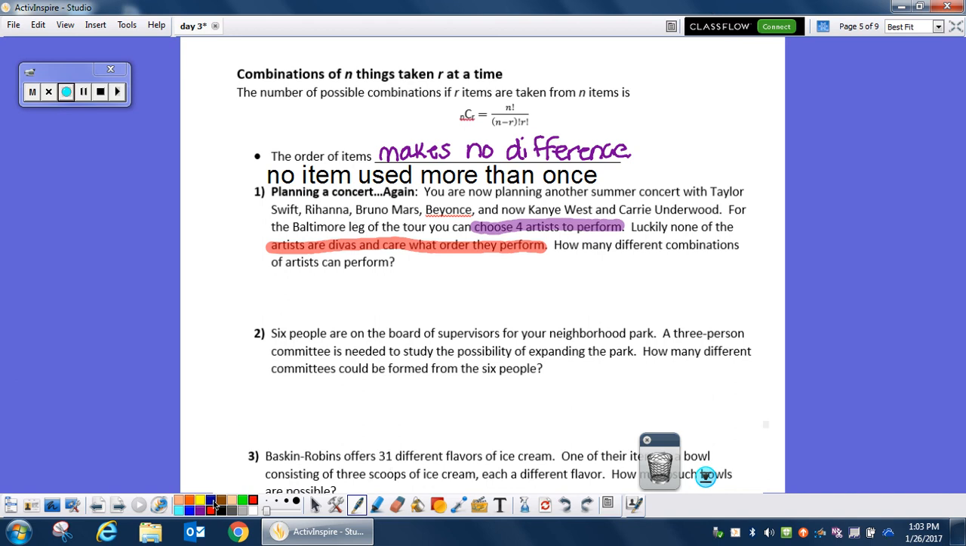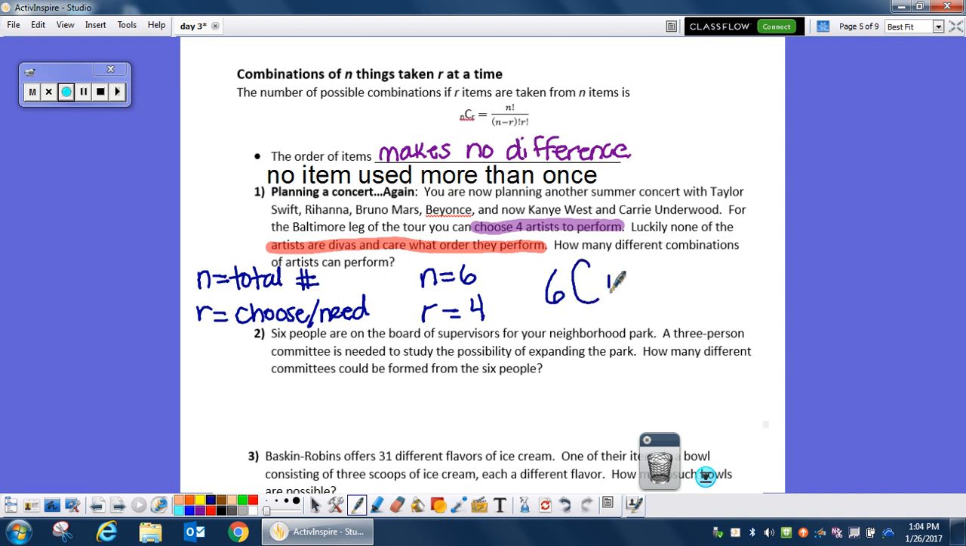So very similar to what we did last class, you start with your n. N is the total number, and R is what you're going to choose from. So how many you choose or how many you need. So in this case, our n would be the total number of performers, which is 6, and we only are choosing 4. So this you're going to have to use your calculator for. You're not going to do 6 times 5 times 3 times 2. You're going to do 6 nCr 4.